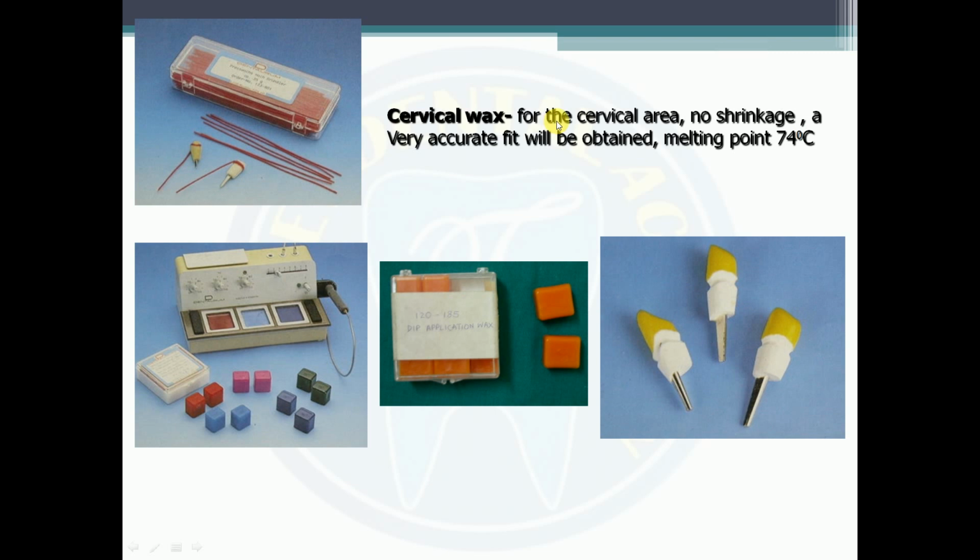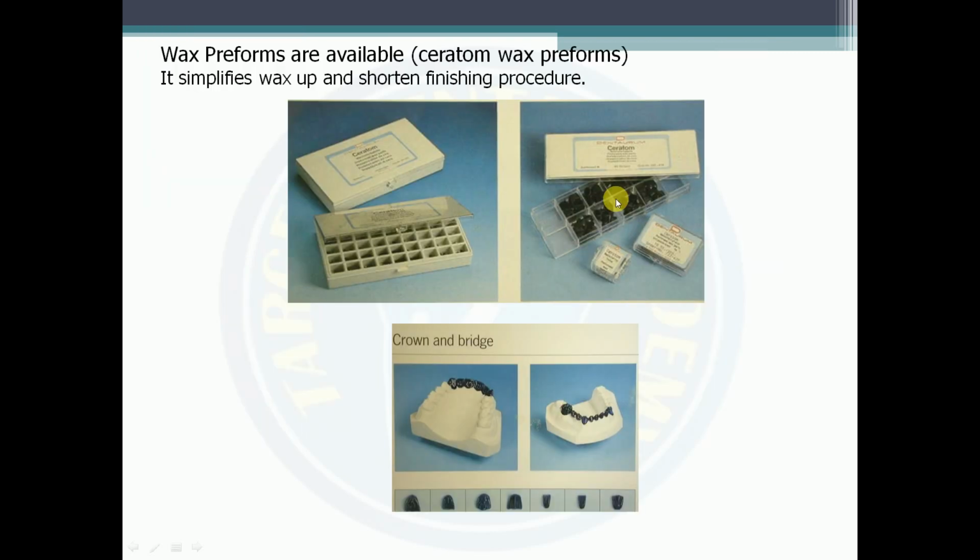Coming on to the cervical waxes, it is used for the cervical areas with no shrinkage. A very accurate fit will be obtained through these waxes with a melting point of 74 degrees Celsius. So these are the wax preforms, which are available, also known as the Selector Wax preforms. It simplifies wax-up and shortens your finishing procedures.